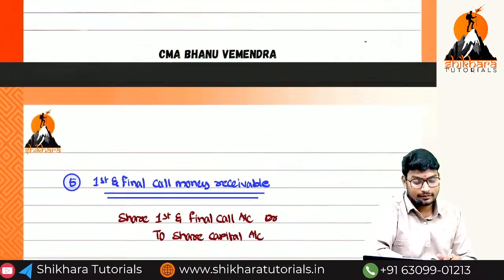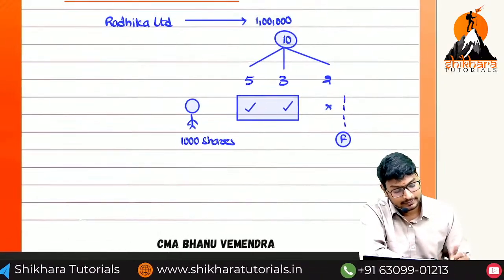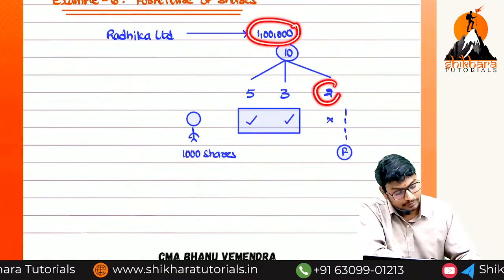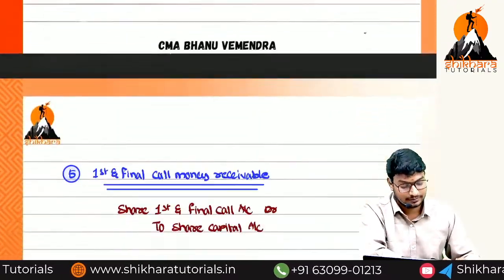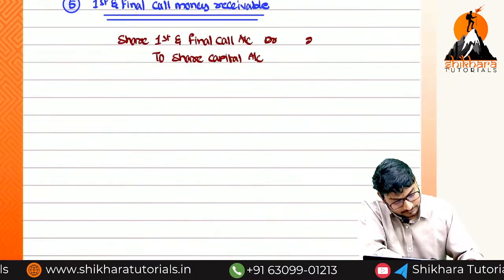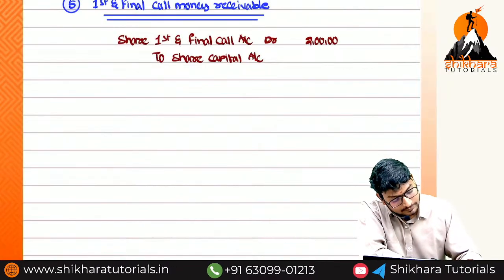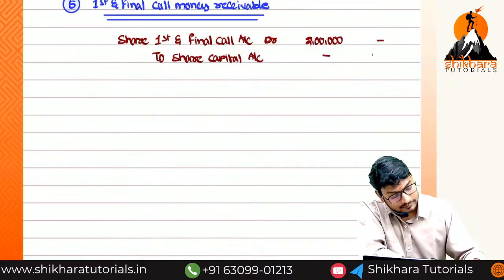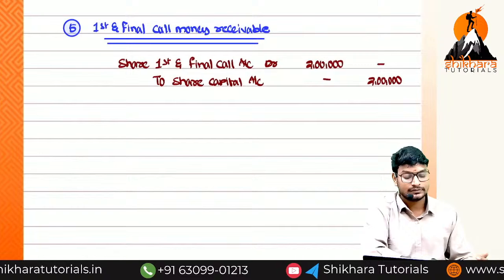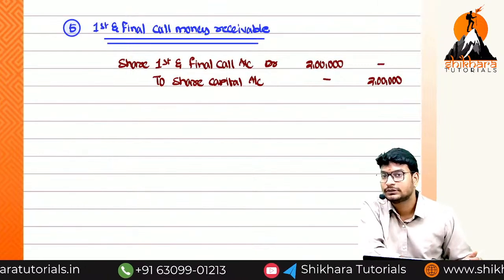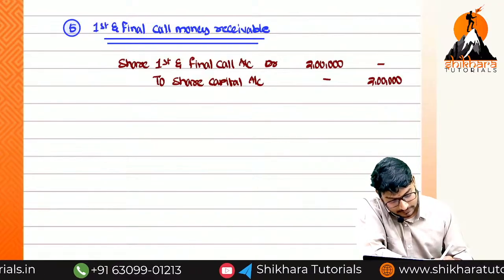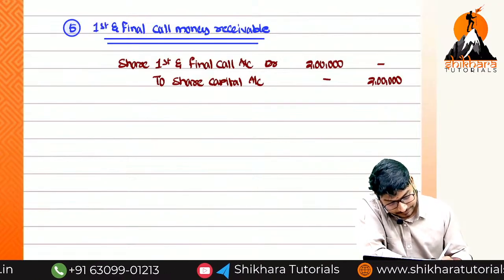1 lakh shares. What is the rate? 2 rupees. So 1 lakh into 2, that is equal to how much, ma? 2 lakhs. Being share first and final call amount receivable. So what is the second one? Or nothing but the sixth one?